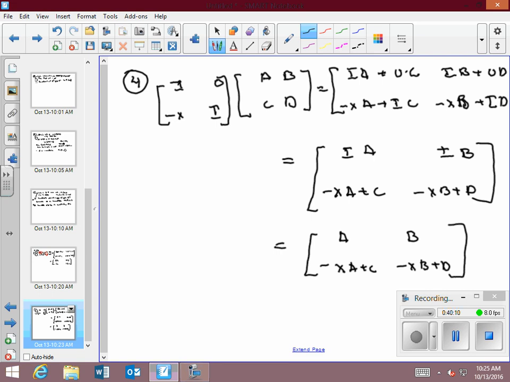Now, 5 through 8, it says find the formulas for X, Y, and Z in terms of A, B, and C. Justify your calculations. In some cases, you may need to make assumptions about the size of the matrix in order to produce the formula. It says compute the product on the left and set it equal to the right side.